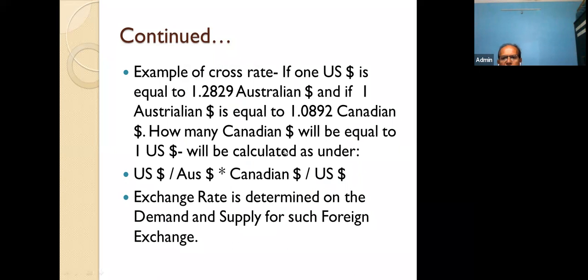So here, how many Canadian dollars will be equal to 1 US dollar will be calculated as under. So here, the formula is US dollar upon Australian dollar. Or if you are comparing Canadian and US, then Canadian dollar upon US dollar. So on the basis of that, we will calculate their rate. See, a simple way to remember this: that particular dollar, say US dollar upon say Japan yen. If you want to calculate between US dollar and Japan, so US dollar upon Japan yen.